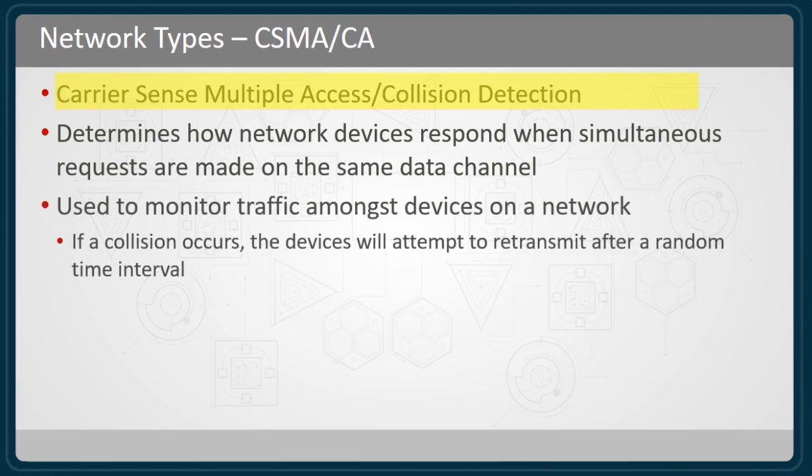It's used to monitor traffic amongst devices on a network, and if a collision occurs, the devices will attempt to retransmit after a random time interval. So a collision has happened. They will recognize that and say, all right, I'll try again, but they'll all do it in sort of a staggered, randomized fashion to try to reduce the chance of another collision.